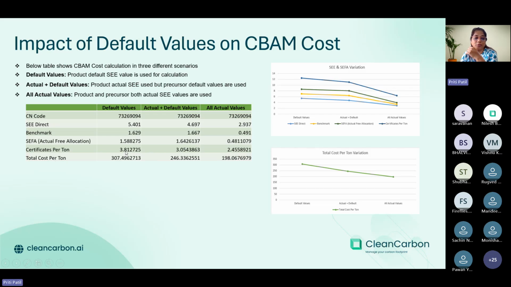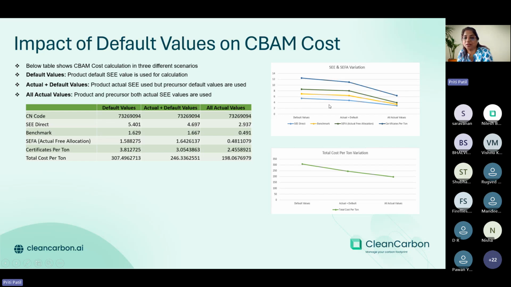And based upon these certificates, if we apply the EU average price, the cost for 1 ton of shipment using default values goes to 307.5 euros. This is 246 euros, and with actual it is 198 euros. You can see 198 versus 307. That much difference it creates when you use default values versus when you use actual values.